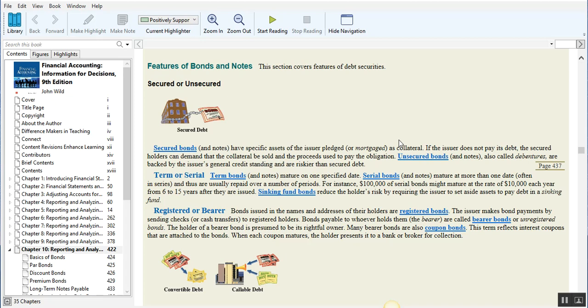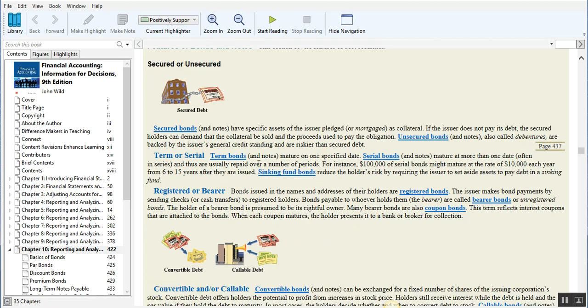So there are two kinds of basic bonds. One is secured and one is unsecured. A secured bond may be a mortgage bond or whatever. An unsecured bond would be called a debenture and is just issued on the credit of the company. Term bonds are basically going to be for a specific period of time, and serial bonds are going to mature over a series of periods. So you may issue one bond issue, but it may retire in sections.